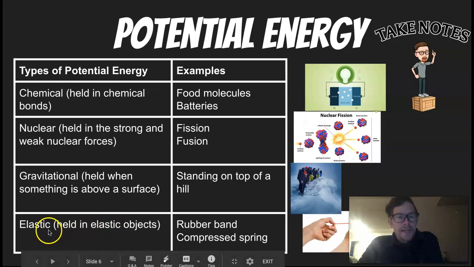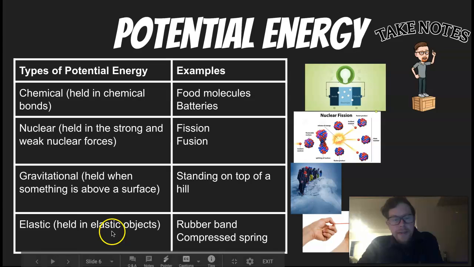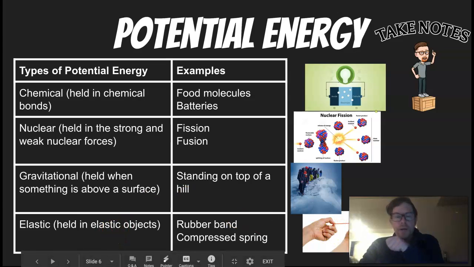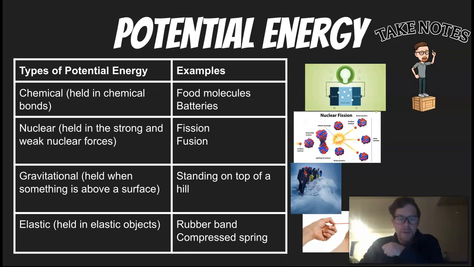And then we have elastic potential energy, and that's essentially objects that have some kind of elasticity to them. So classically speaking, a rubber band is one. You can store energy by pulling or stretching a rubber band. And then you can see it turn into kinetic energy if you let it go and it goes flying and hits your friend, which you shouldn't do.